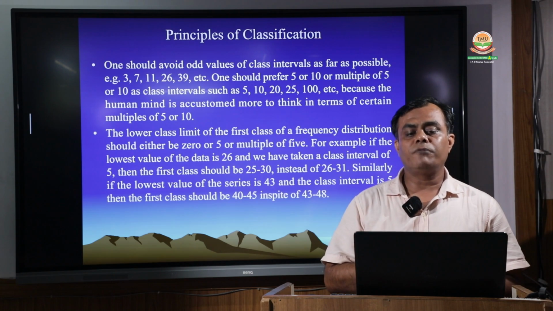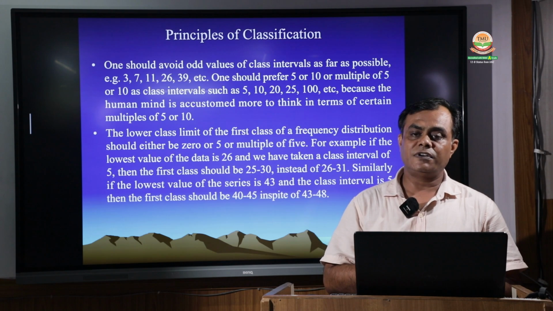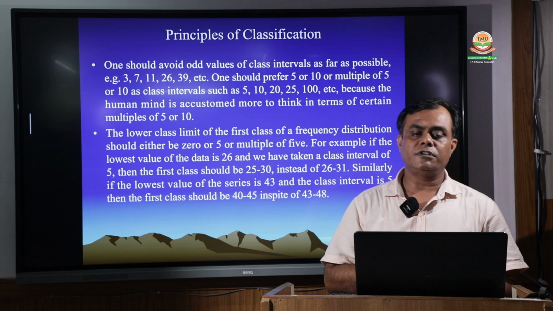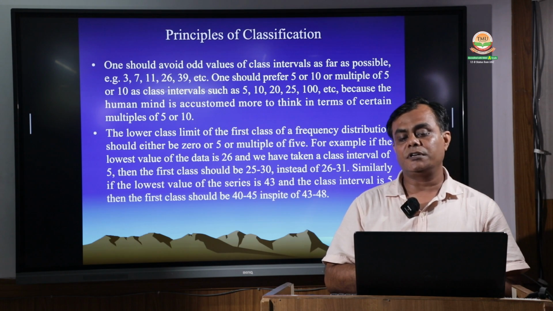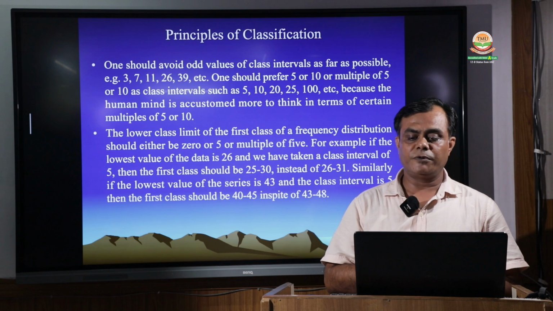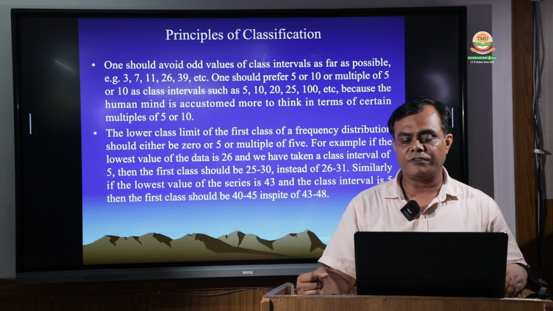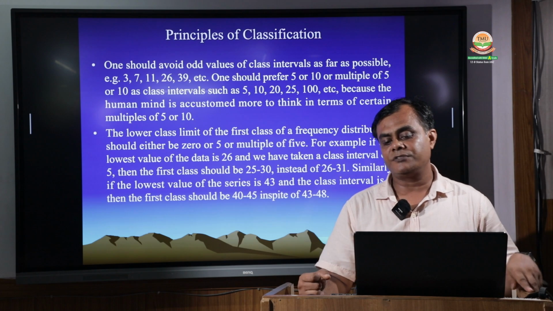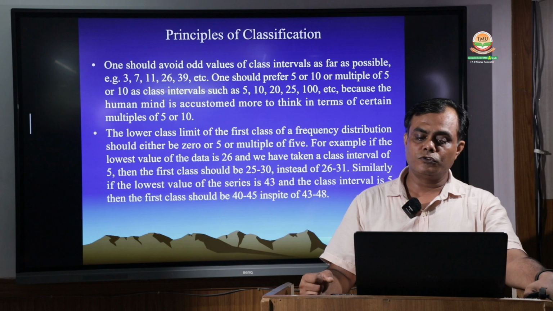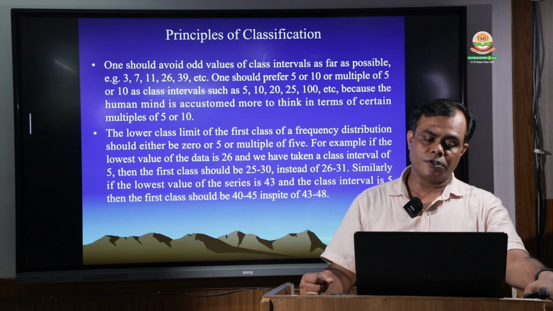One should avoid an odd number of class intervals as far as possible, such as 3, 7, 11, 26, 39, etc. One should prefer 5 or 10 or multiples of 5 or 10 as class intervals, such as 5, 10, 25, 100, etc., because the human mind is accustomed to think in terms of 5 or 10.